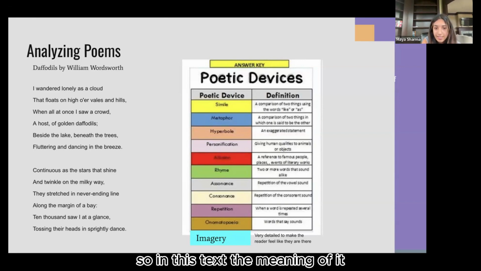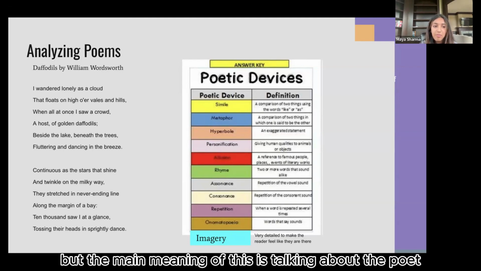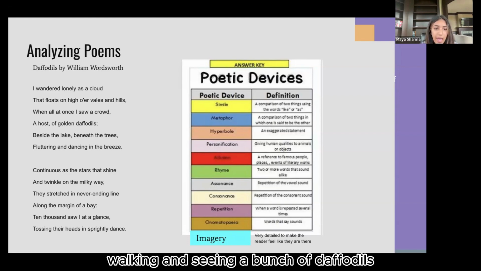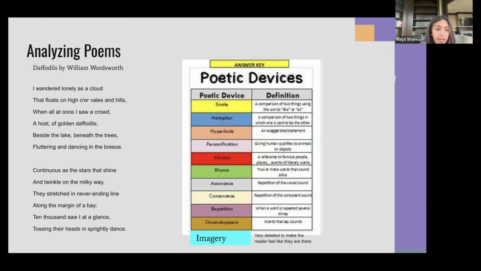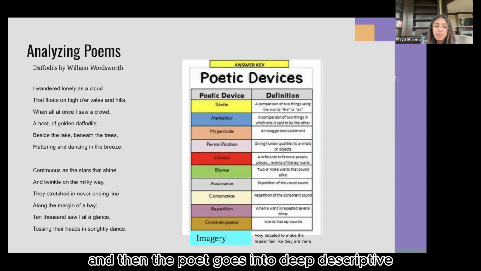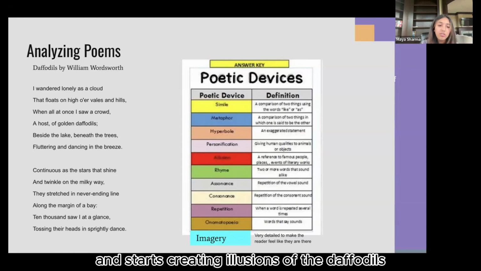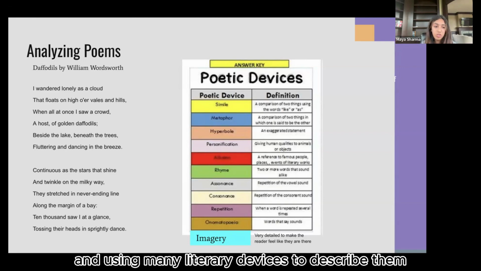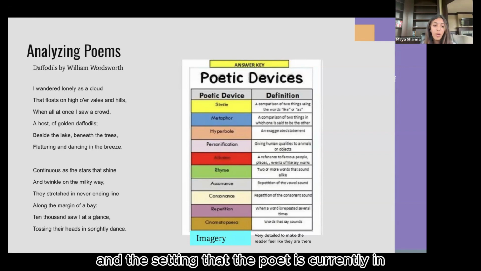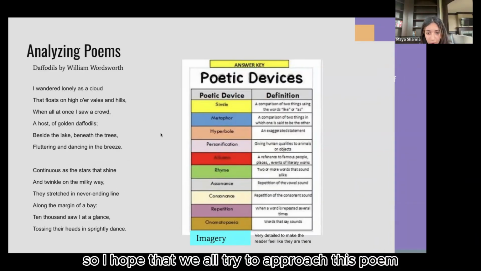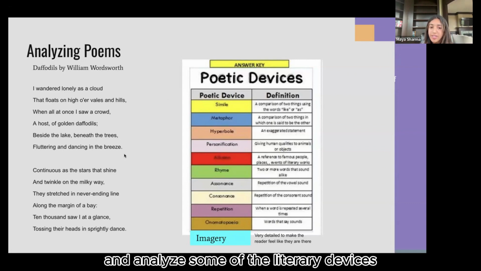So in this text, you can interpret the meaning multiple ways, but the main meaning is about the poet, in the beginning, walking and seeing a bunch of daffodils. And then the poet goes into deep description of the daffodils and starts creating illusions of the daffodils, using many literary devices to describe them and the setting that the poet is currently in. So I hope that we all try to approach this poem and analyze some of the literary devices.